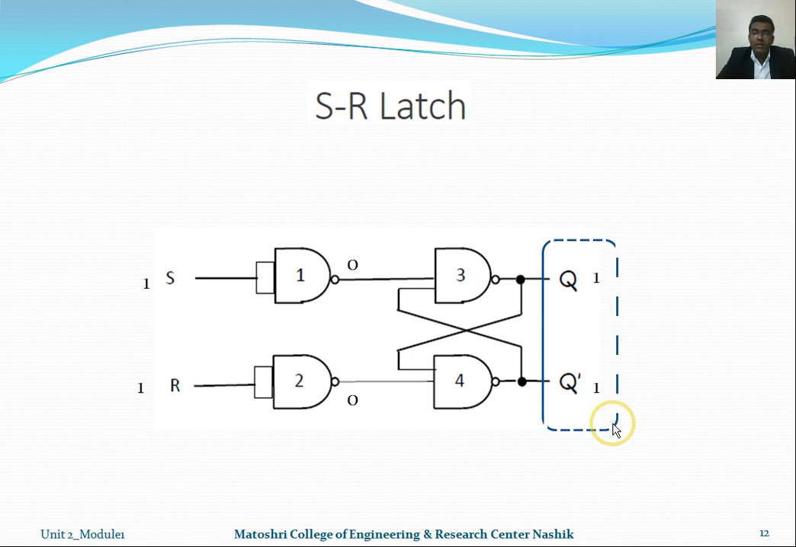So here it can be clearly seen that if Q is 1, then Q complement is required to be 0. So this is the invalid condition. Q and Q bar are never equal to each other. So this is the invalid condition when both inputs of the SR latch are the same, that is 1 1.